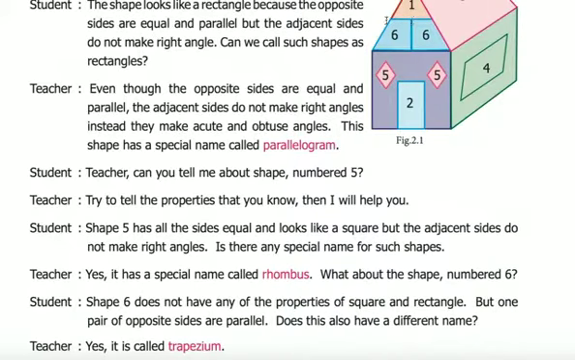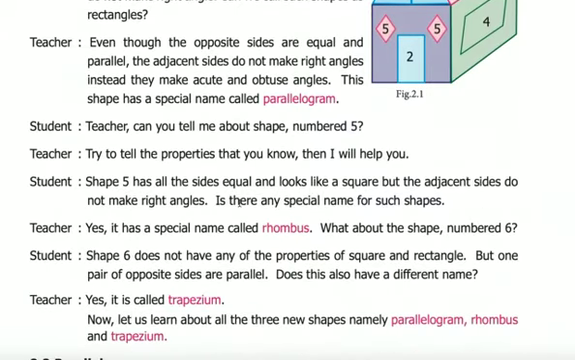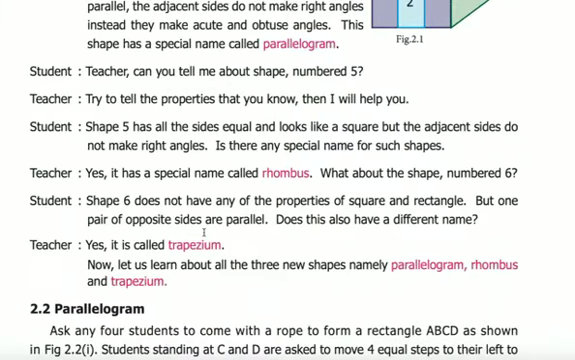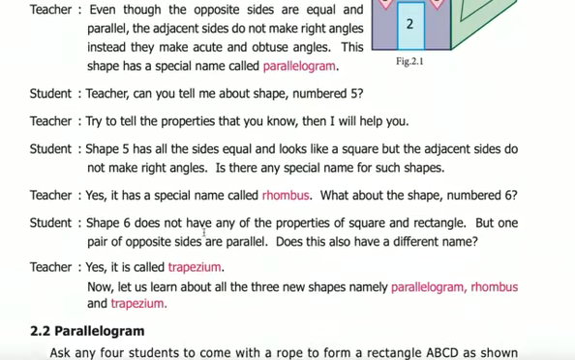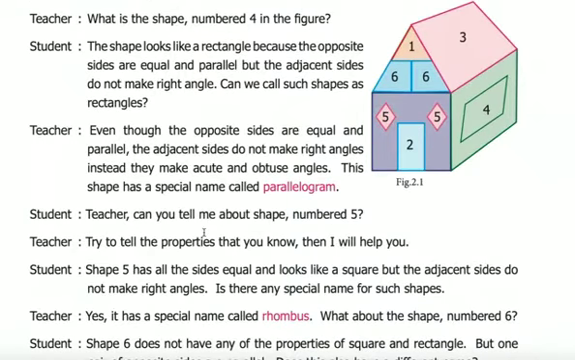How many sides does it have? It has 4 sides. One, 2, 3, 4. Seems none of the sides are equal, right? Okay, let us see what the student has to say. Shape 6 does not have any of the properties of square and rectangle, but one pair of opposite sides are parallel. Does this also have a different name? Okay, he noticed an important point. One set they are parallel, right? These two are parallel, right? None of them has equal sides, right?